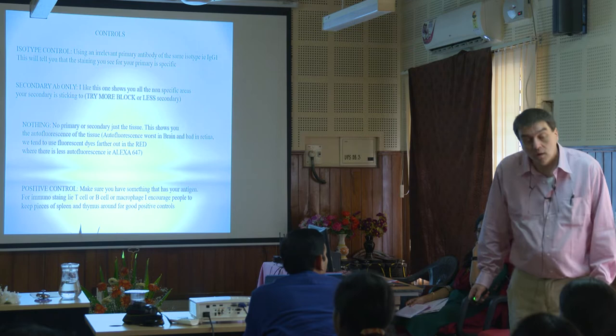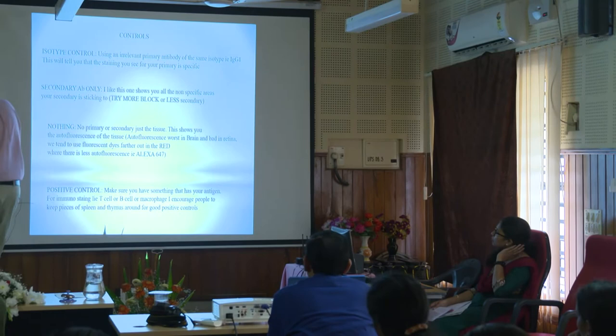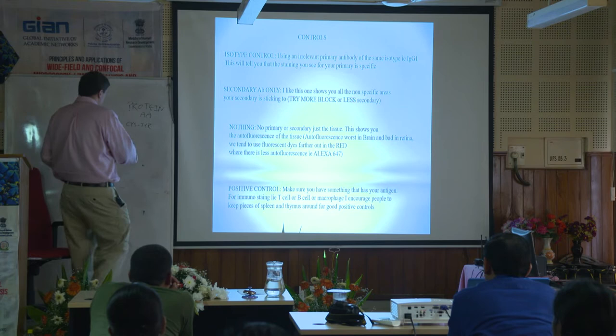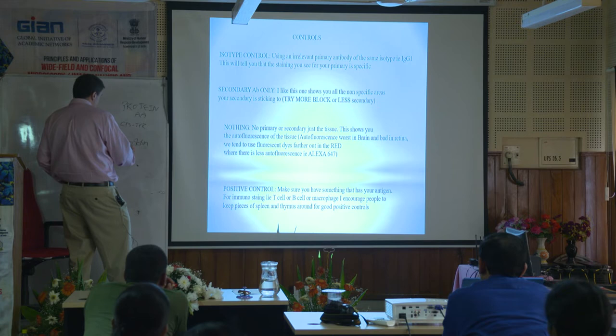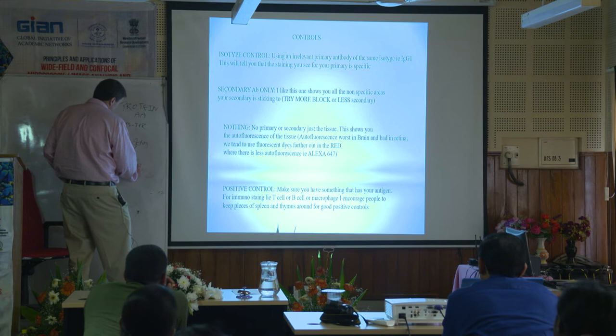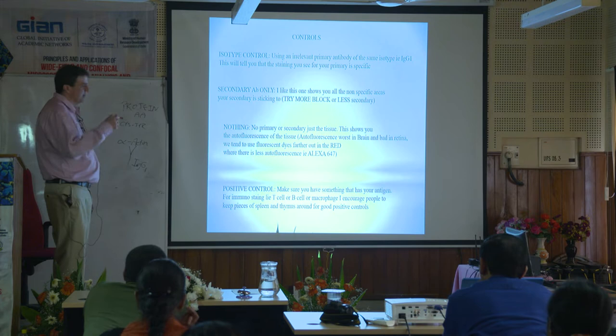Okay, so an isotype control would be like this. Let's say you're looking at, like that example, actin. Say alpha actin. And let's say that the antibody against it is an IgG subclass 1. Okay? You can look all this up. So what I'd want to use as an isotype control is I would try to find some irrelevant antibody.